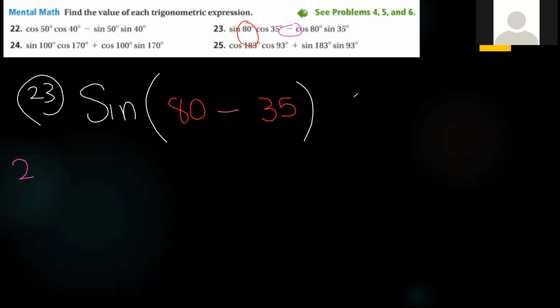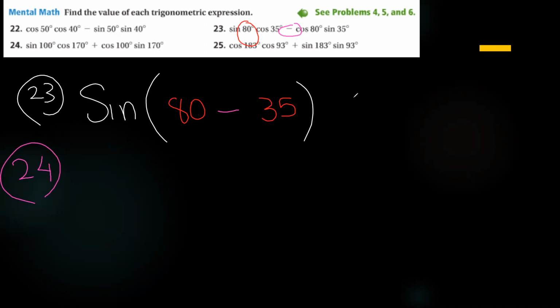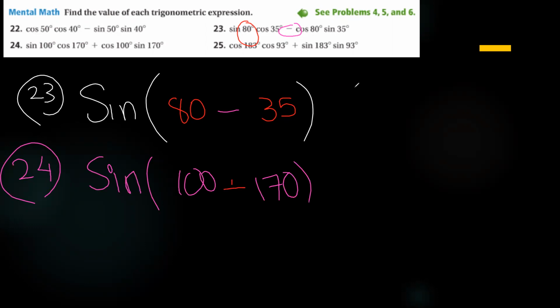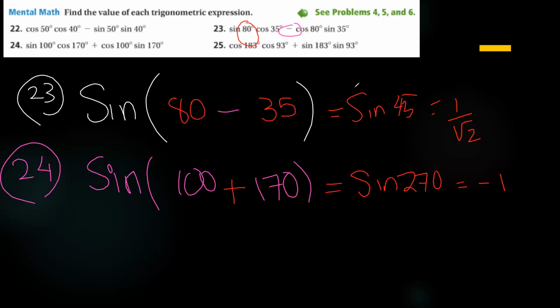So it will be number 24. 45. Now, sine, cosine. So this would be a sine. The two numbers we have, 100 and 170. What we have to put between these two numbers, plus or minus? Plus, because it doesn't change. Bravo, plus. So the answer will be sine of 270, which is -1. Here it will be sine of 45, which is 1 over square root of 2.